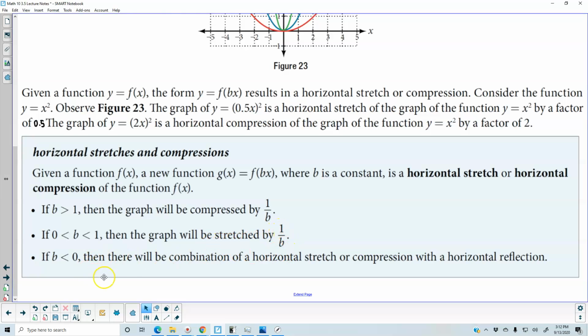If b is less than 0, then there will be a combination of a horizontal stretch or compression with a horizontal reflection.